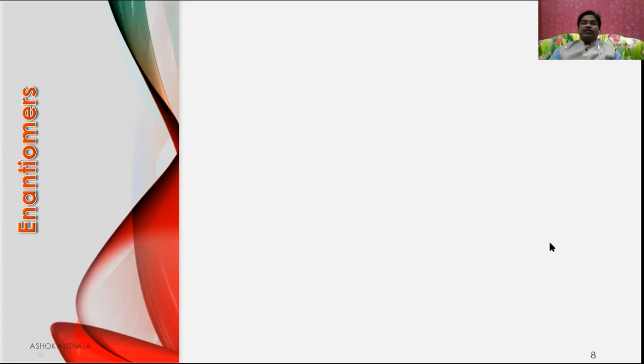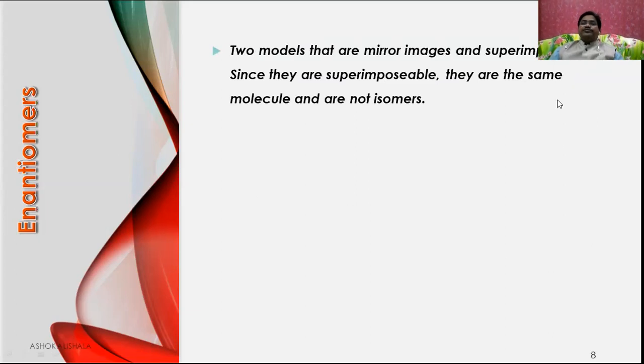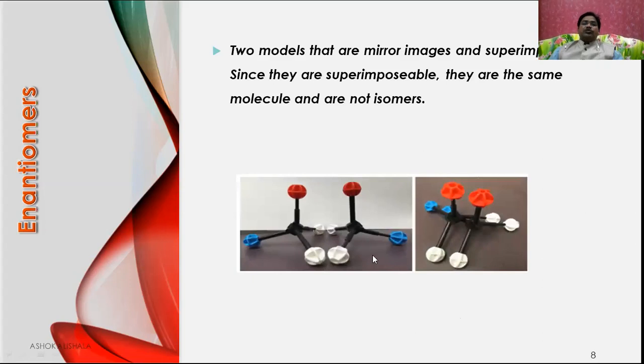You can observe here two models that are mirror images and superimposable. Since they are superimposable, they are the same molecule and not isomers. These two models are superimposable. Why? Because when one is placed over the other, the blue colored one is superimposed, the white is superimposed, and this red also. Therefore, these are not called isomers.